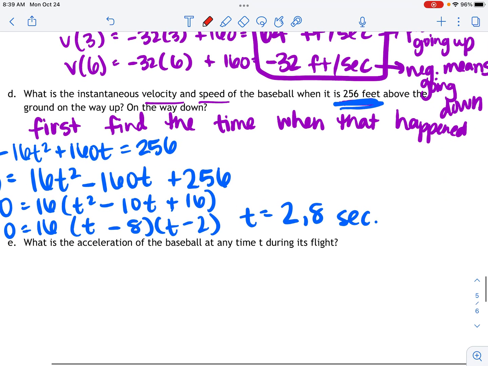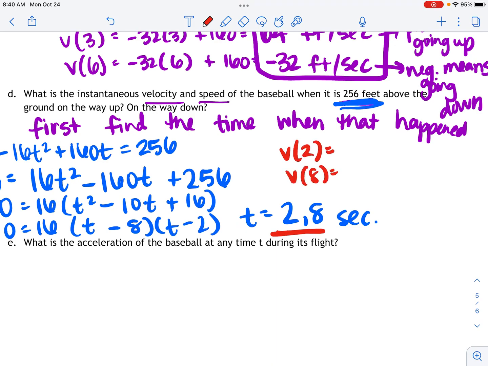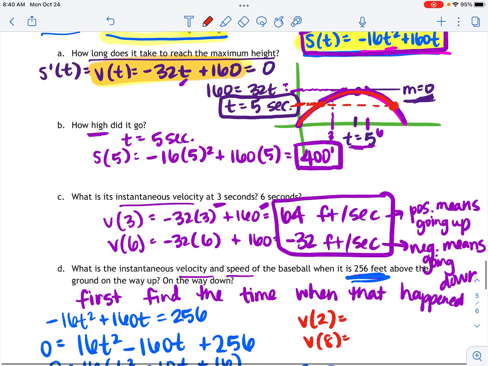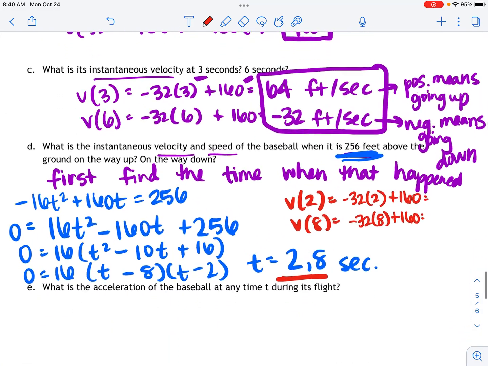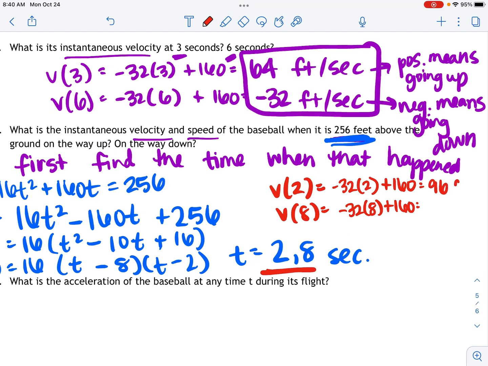So let's go back to the question. It says, what is the velocity and speed when it's 256 feet above the ground? So I have the times. Now I need to know velocity at those times. So I'm going to do v of 2 and v of 8 and see what I get. Again, I just have to find that velocity equation. I have it highlighted in orange. I'll plug in 2 into the equation, and I'll plug in 8. So negative 32 times 2 plus 160, negative 32 times 8 plus 160. For v of 2, I get 96 feet per second, and v of 8, I get negative 96 feet per second.